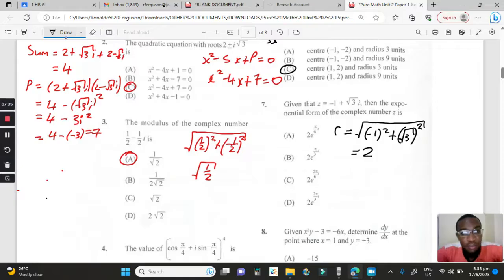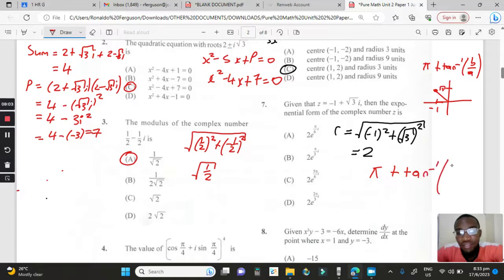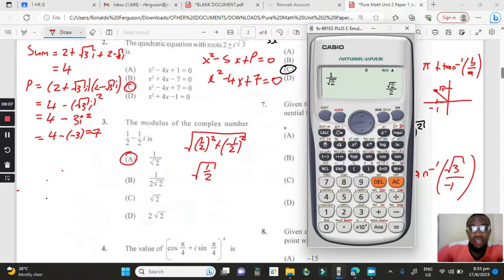So first thing you have to picture is which quadrant this is in. So just to give a little overview, minus 1 on the x, so negative 1. Then root 3 somewhere here. So the complex number is in the second quadrant. In the second quadrant, remember, it's pi plus tan inverse b over a. So the argument is going to be pi plus tan inverse of root 3 over negative 1. And then you put that in your calculator.